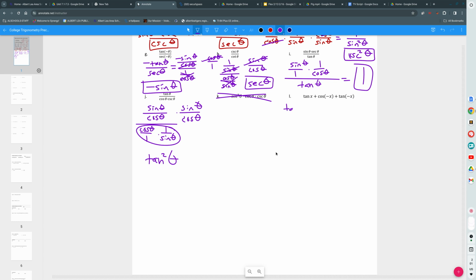So here I have tangent of x plus cosine of negative x. What is that? Cosine. It's just cosine. And then tangent of negative x minus tangent of x. And what do you notice happens? Tangents cancel, leaving you with cosine of x. Not that bad of a problem, right? But if you haven't seen it, then it's like, shoot, what do I do? That's the first step in trying to simplify trig expressions.